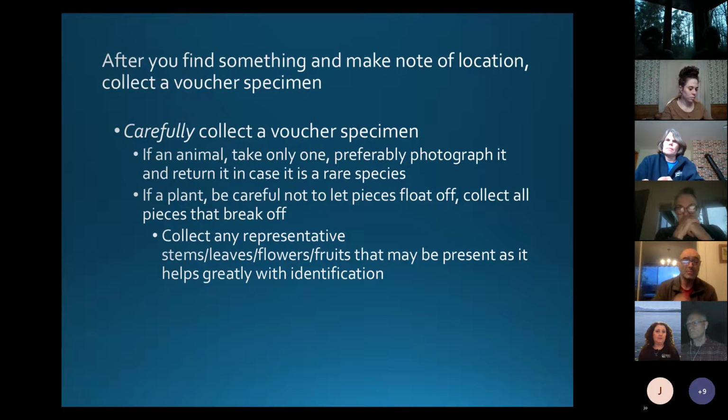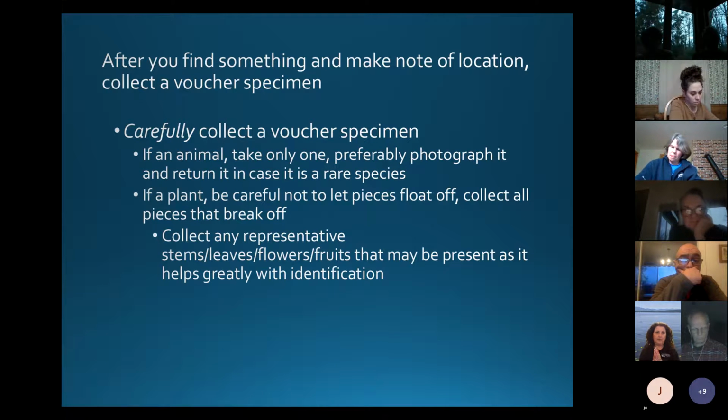And if you find something, make a note of the location. You can do this high tech or low tech. You can triangulate between points. You can say it's in front of the blue house on Route 109, on the shoreline of the lake, but just have an idea of where you saw it.